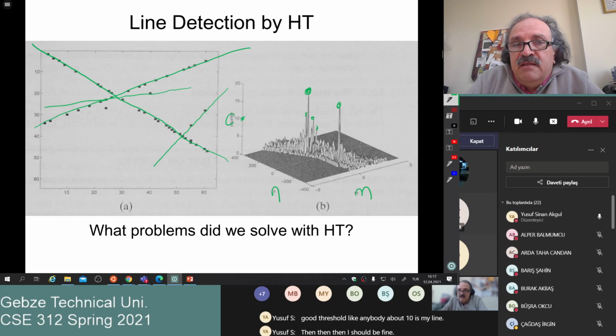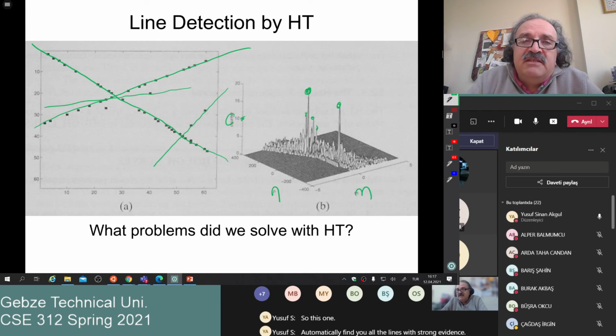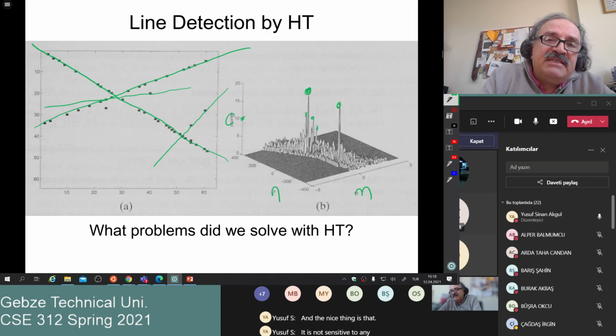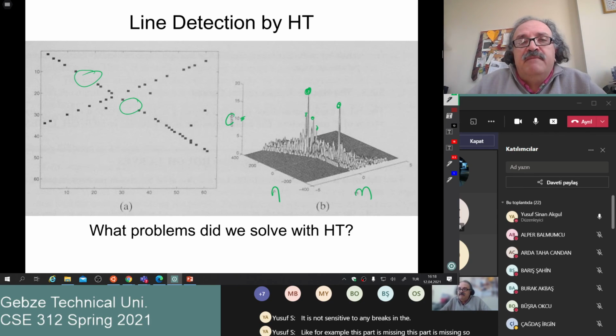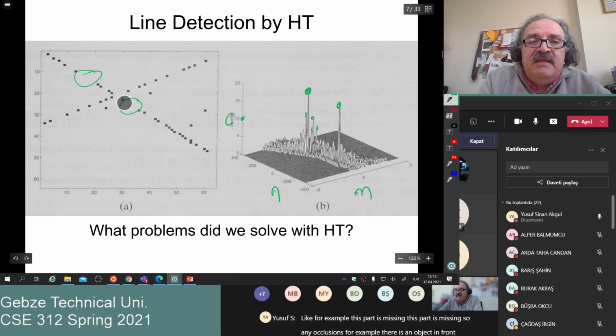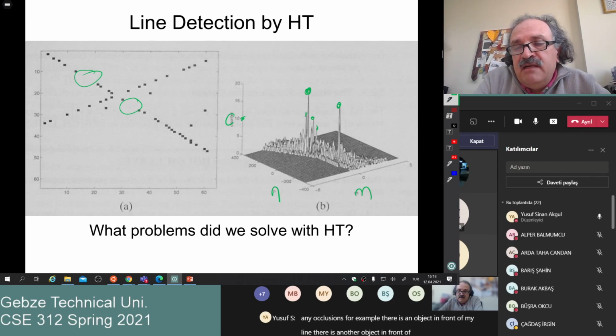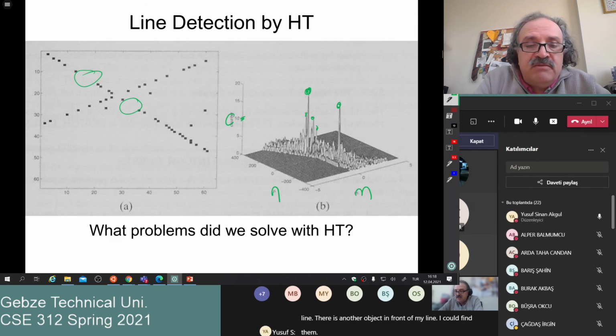So this automatically finds all the lines with strong supporting edge evidence. It doesn't matter how many lines you have in the image, it's going to find them. And the nice thing is that it is not sensitive to any breaks in the lines. For example, this part is missing, this part is missing. So with any occlusions, for example, an object in front of my line, another object in front of my line, I could still find them. Okay, this is called line detection by Hough transform.